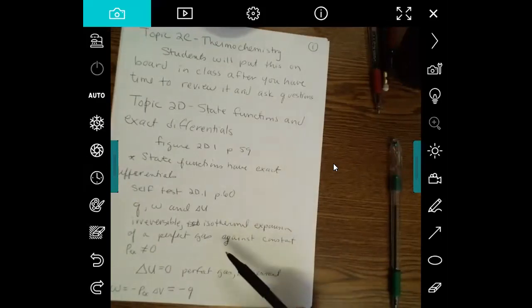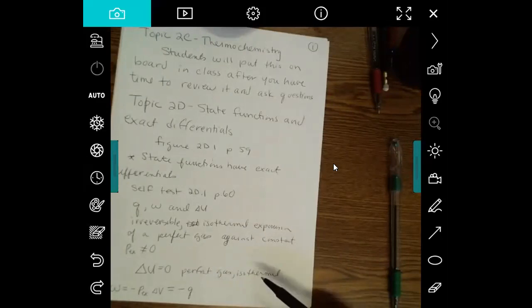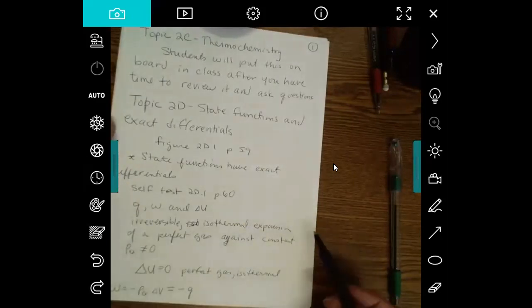So if it's a perfect gas, delta U equals 0 if it's isothermal. We talked about that early on, that for a perfect gas, its internal energy doesn't change unless the temperature changes, because all you have is kinetic energy. You don't have any potential. So it doesn't matter if particles are far apart or close together, the internal energy will be the same.